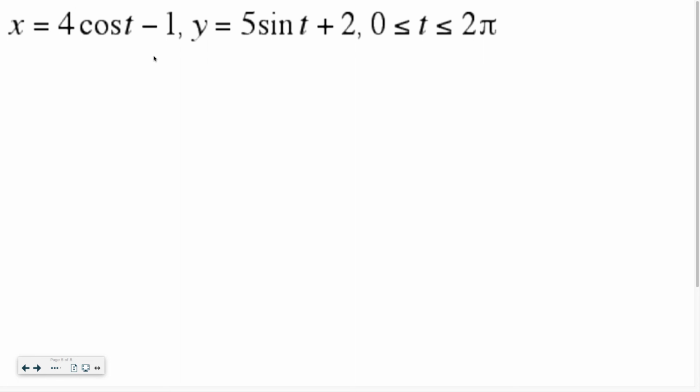What do you want to do? Solve for t? Sure, yes, let's go for it. You want to solve for t. So you want to take x plus 1, divide it by 4, and that equals the cosine of t. So you would like me to take the inverse cosine? Yes, sure.